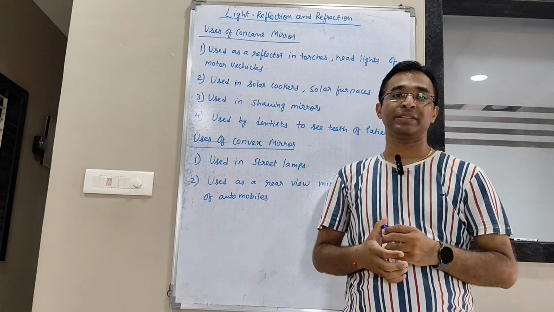Coming on to the next case. In this, the object is placed between the center of curvature and the focus. So the image formed by the concave mirror will be beyond the center of curvature. The size of the image will be enlarged. The height of the image will be greater than the height of the object. And last, the nature of the image is real and inverted. So I hope these two points are clear to all of you.